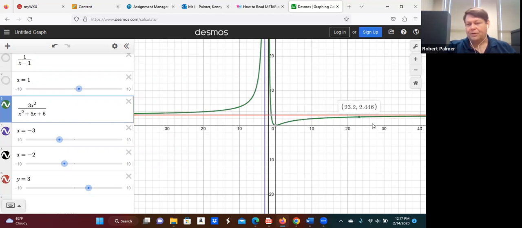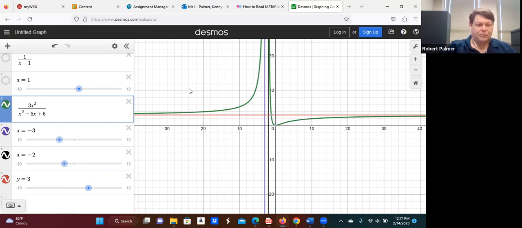So the further I go out in either direction, the closer and closer I get to 3 without ever actually reaching 3. Same thing over here. If I go in this direction, the further I go from the origin, I get closer to 3, in this case from above, without ever actually reaching it. Once again, a graph can cross a horizontal asymptote close to the origin, but it can't cross it far from the origin, far from 0.